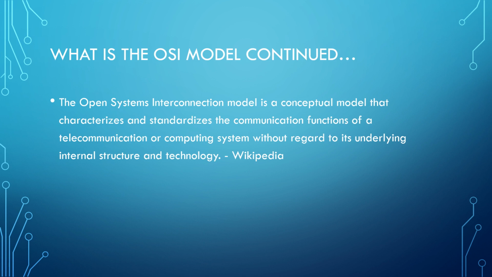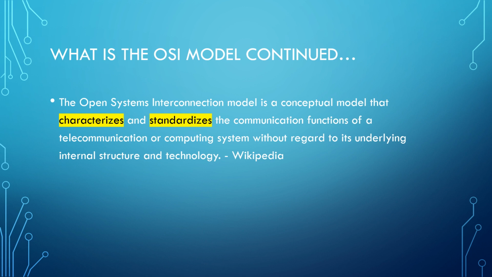So the OSI model, as a definition from Wikipedia explains, is a conceptual model that characterizes and standardizes the communication functions of a telecommunication or computing system without regard to its underlying internal structure and technology. Let's break this down a little bit more, and I really want you guys to focus on two key words here: characterizes and standardizes.